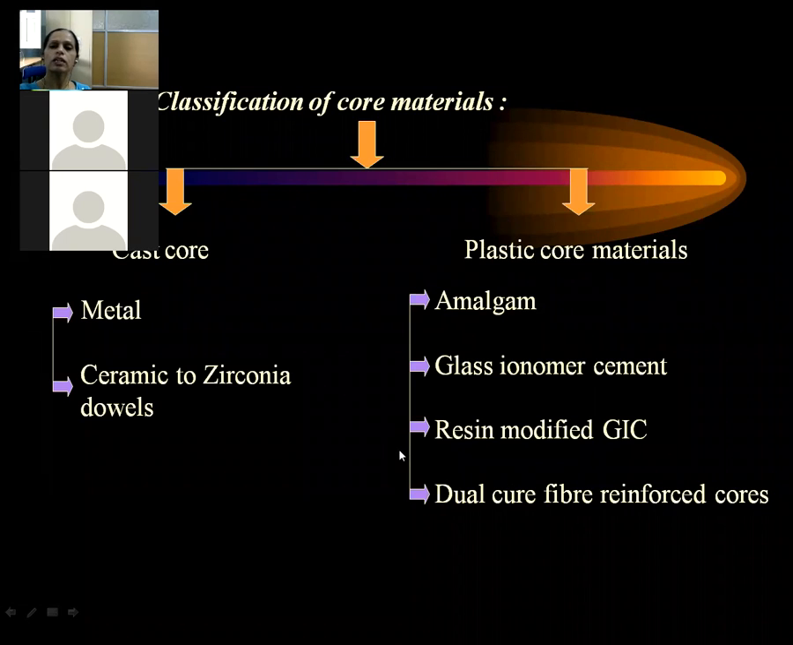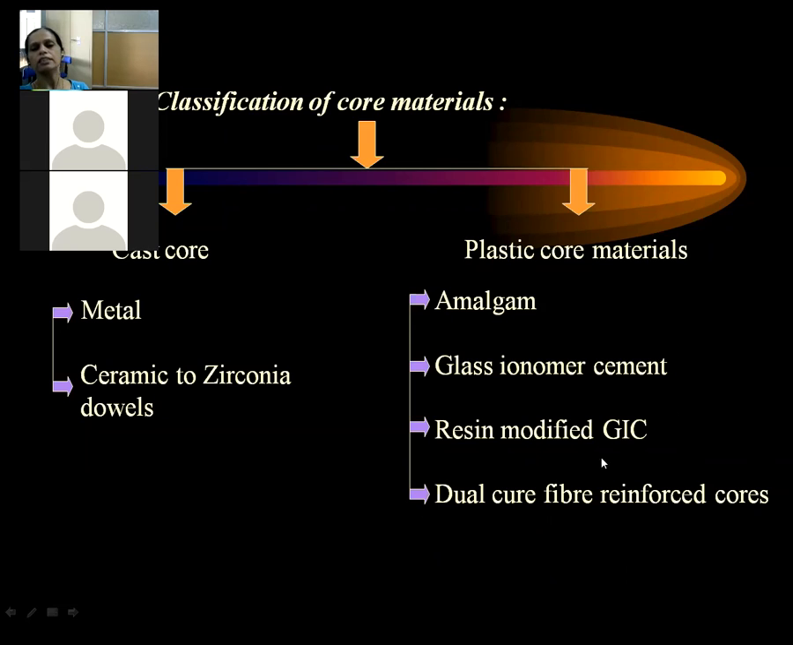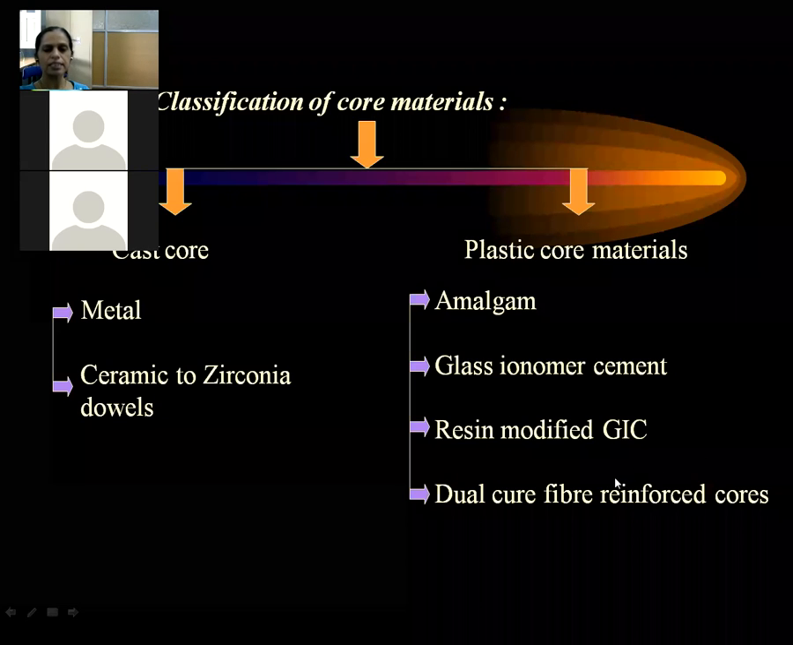So here the most commonly used is amalgam, and the next most commonly used is dual cure fiber reinforced composite. Then the third one is resin modified GIC, and the fourth one is GIC. Why is it so? Amalgam has good compressive and flexural strength. It is more biocompatible, it has good manipulation, easy to manipulate, and it has a good coefficient of thermal expansion and less marginal leakage.